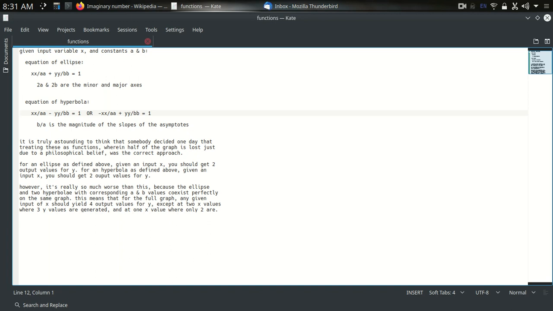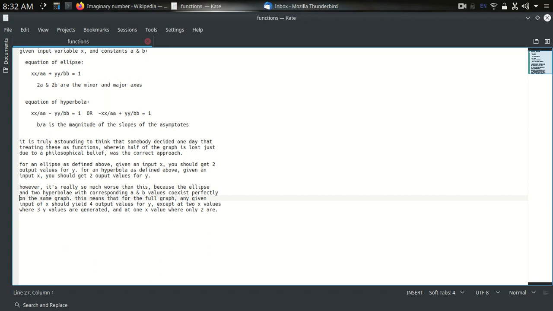This is a single graph. If we handled this correctly, there's one equation that handles this entire thing. Okay? So yeah, it's much worse than this, because the ellipse and the two hyperbolae with corresponding a and b values coexist perfectly on the same graph.